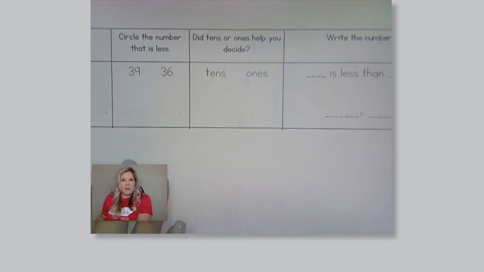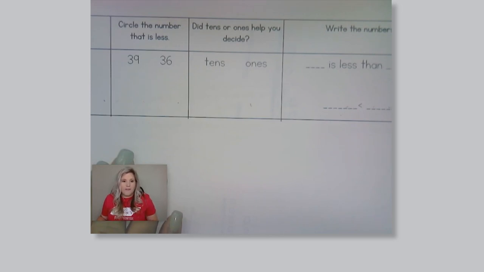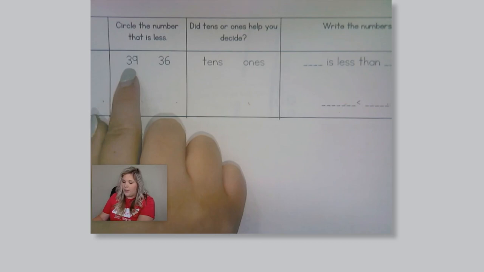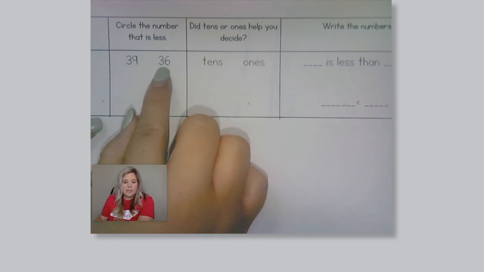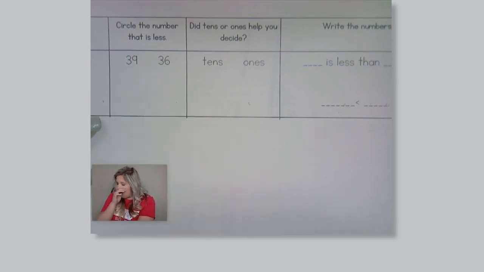Let's look at this first problem, and then we're going to do this one together. The ones before I did by myself, so now it's time for you to help me. For this problem, I am asked to circle the number that has less. Here, 39 and 36. I see that I need to compare the numbers 39 and 36. I'm going to use base 10 blocks to build the two numbers. I will use a place value chart to help me compare those two numbers.